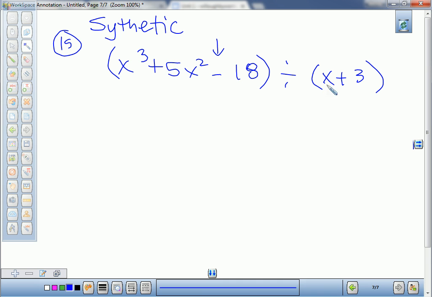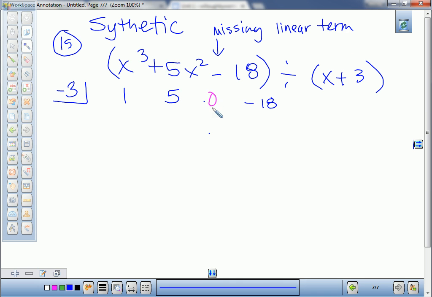If my divisor is x plus 3, what goes on the table for synthetic division? Negative 3, the opposite. Very good. Now, I pull down the coefficients: 1, then 5. But because there's no x, a 0 goes right here for the x. And then negative 18. Because it's missing the linear term, and linear means first power, we have to put that 0 in there.